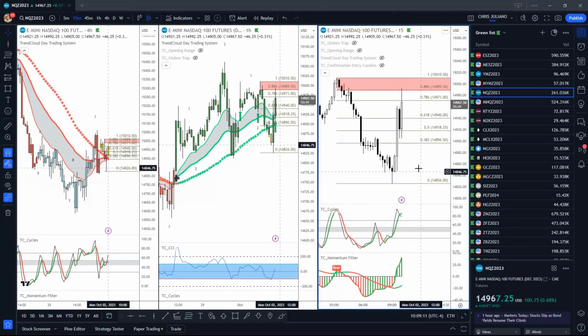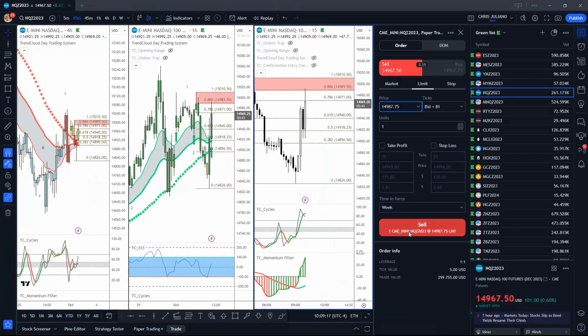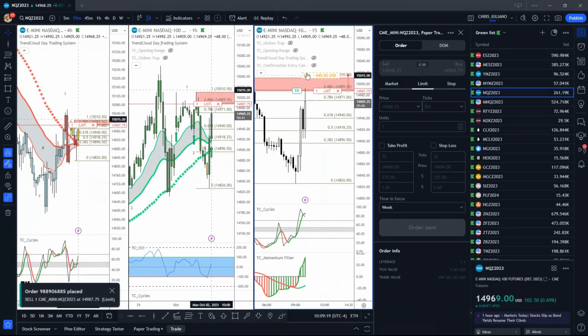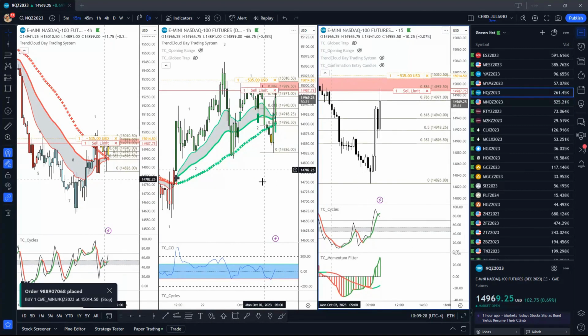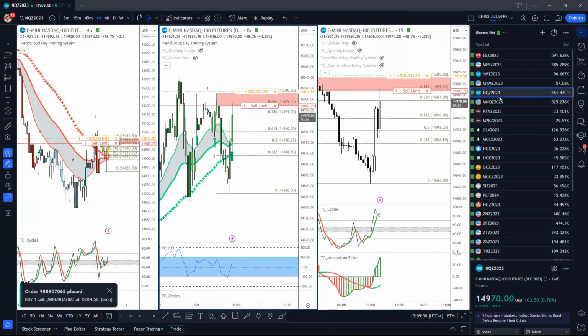Okay, it hit that 886 retracement level right there. 886 retracement level was hit. This is the full contract, so that's pretty expensive. That is the process. Okay, let's just keep going.